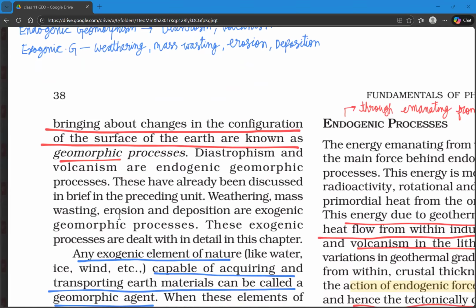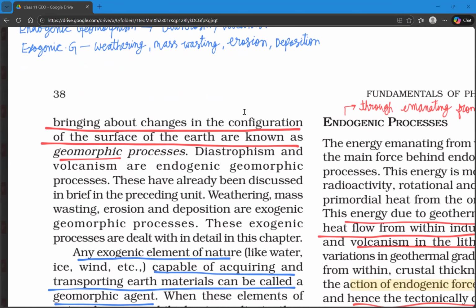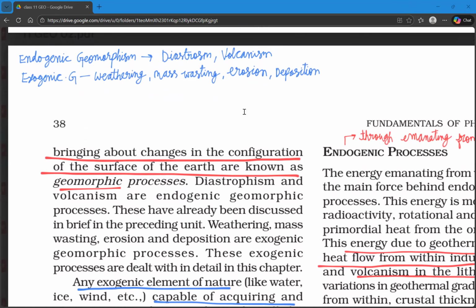Weathering, mass wasting, erosion, and deposition are exogenic geomorphic processes. So what are the exogenic geomorphic processes? These are weathering, mass wasting, erosion, and deposition. So we learned that exogenic processes are land wearing processes. Then why is deposition included in exogenic geomorphic processes? Because after any gradation, the last step will be deposition.